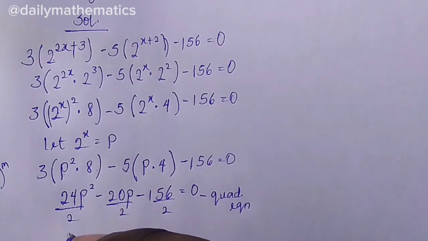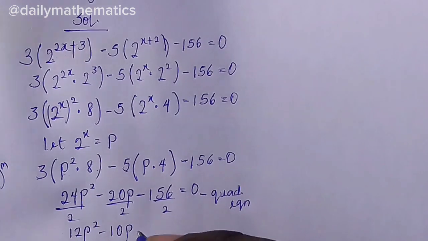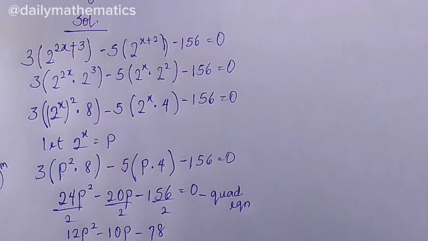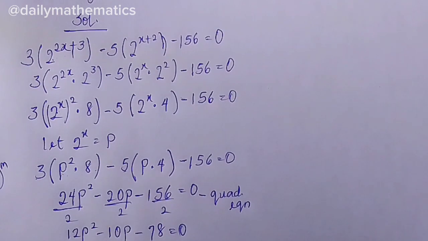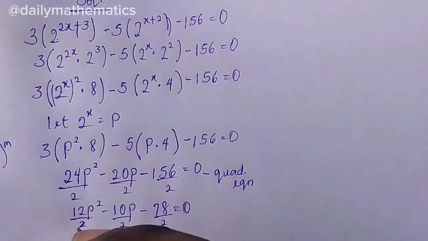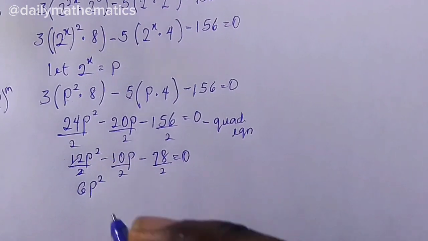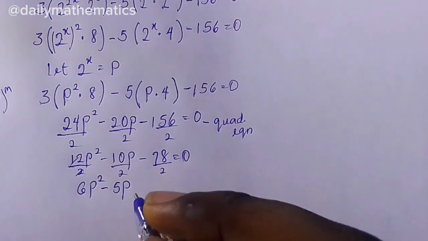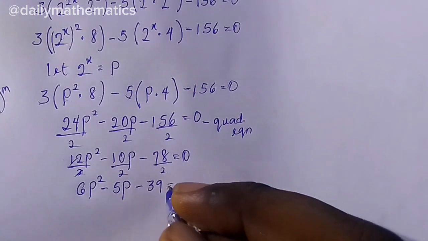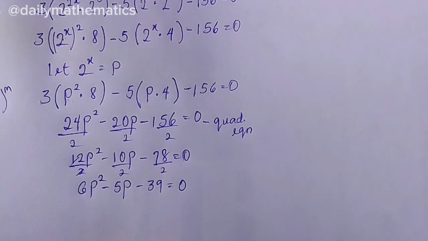This is going to give us 12p squared minus 10p, and then minus, this is going to give us 78. All right, 78 equals 0. It can also be reduced when we divide by 2 to give us 6p squared minus 5p minus 39 equals 0. All right, so now what do we do here when we have a question like this?